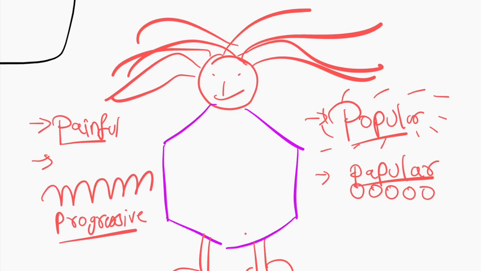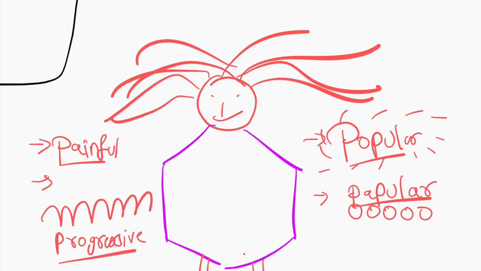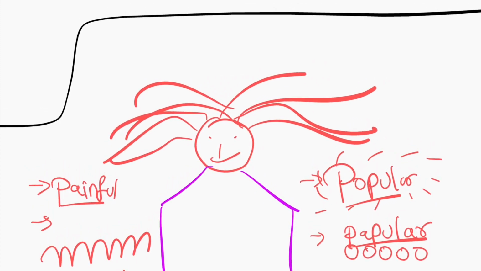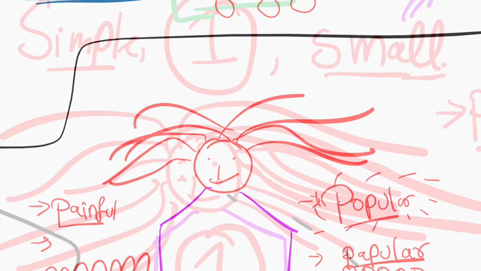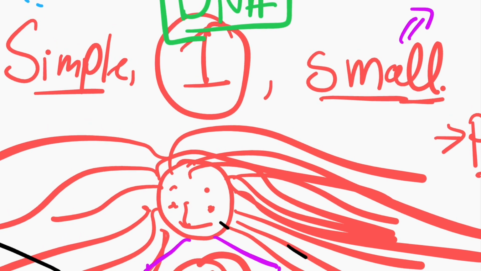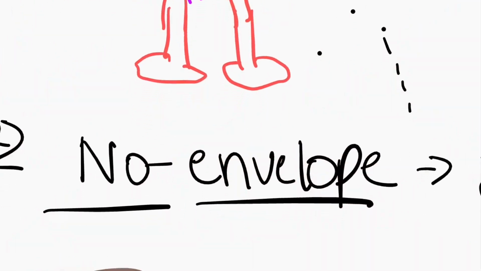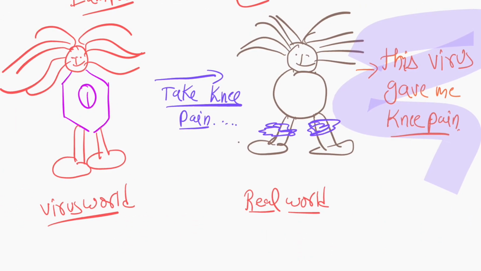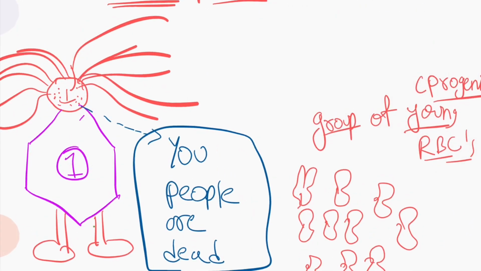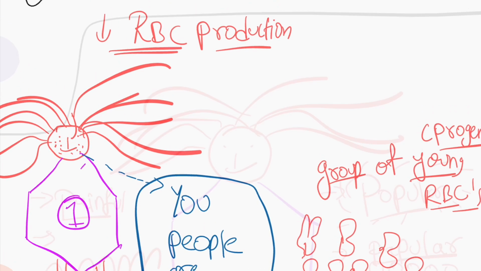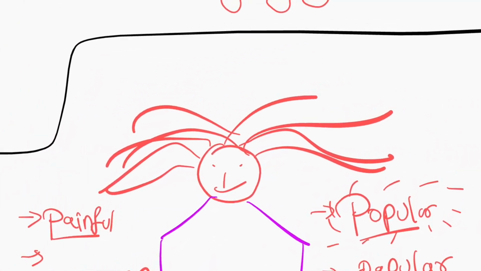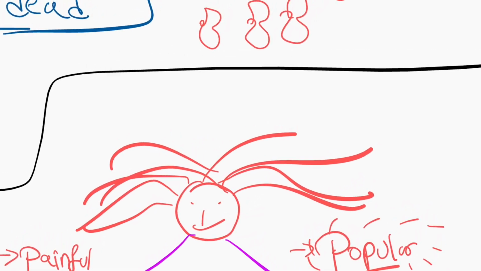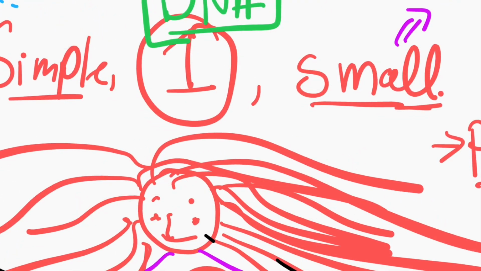Painful pruritic Parvati, progressive popular Parvati, popular Parvati, oh popular Parvati, simple single Parvati, she has no envelope. Country boys of age 18, be careful, she complains of knee and joint pain. Beware the progenitor cells.